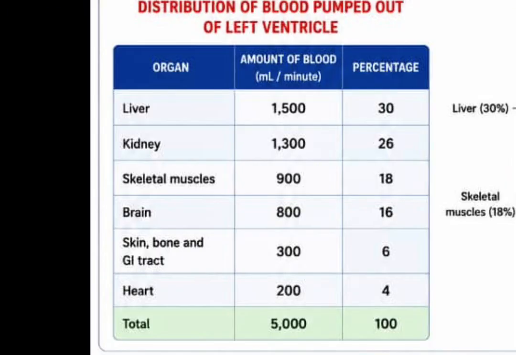So the brain is also important, because the brain consumes a lot of glucose, because it does a lot of things. Your thinking process, when you want to evaluate everything you do, the neurons take oxygen and nutrients in order to carry out all those neuronal activities that we need. So the brain takes about 800 ml per minute and 16% of the cardiac output. Our skin, bone and GIT take 300, which is 6% of cardiac output, and the heart itself through the coronary vessels takes the least, about 200, which is about 4% of the cardiac output.